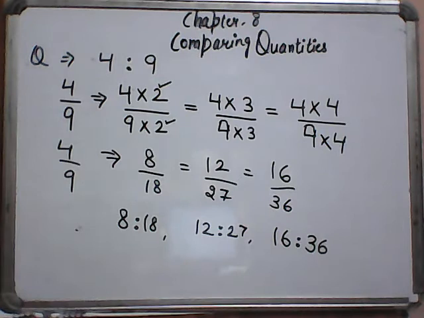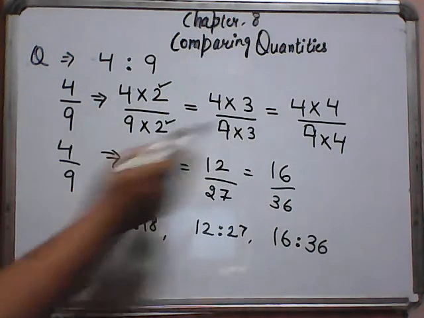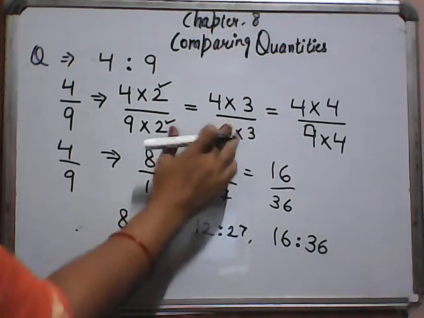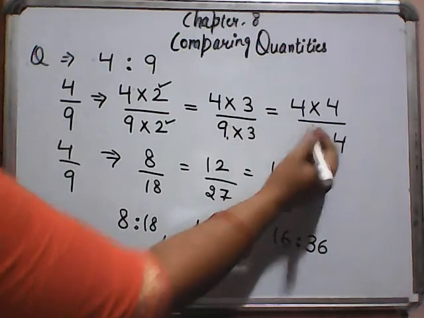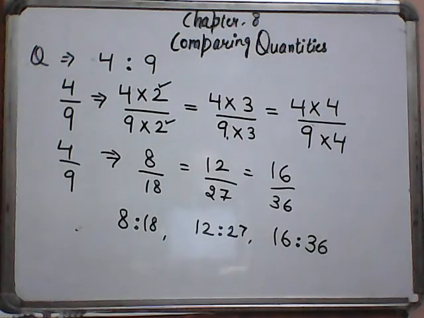In this way, we can obtain equivalent ratios. Here 4 is to 9, which can be written as 4 divided by 9. Here we multiply numerator and denominator by 2, 3 and 4. 4 divided by 9 is the given ratio, multiplied by 3, and 4 divided by 9 multiplied by 4. So we can obtain 3 equivalent ratios. In this way we can find out 4, 5 and so on equivalent ratios. Let's move to the next question.